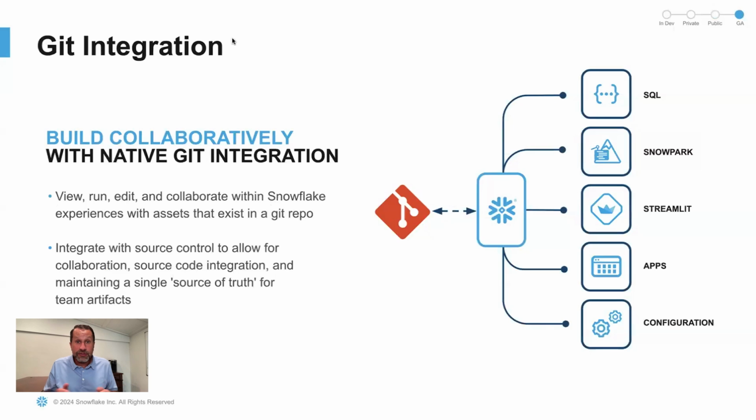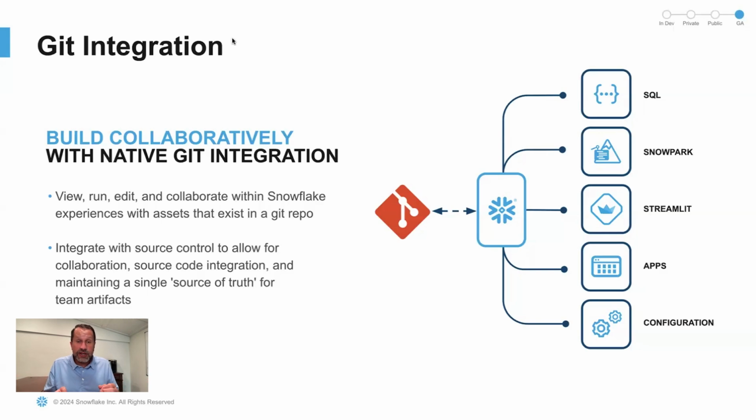Then Git integration. This is really an important feature that allows you to connect Snowflake to your Git repository. And one thing that comes up, just to clarify: a lot of customers, when they hear Git integration, think this means DevOps. It's an important piece and it helps with the development lifecycle, but it isn't DevOps by itself. There are still other pieces that I'll cover and you'll see in action that you need.